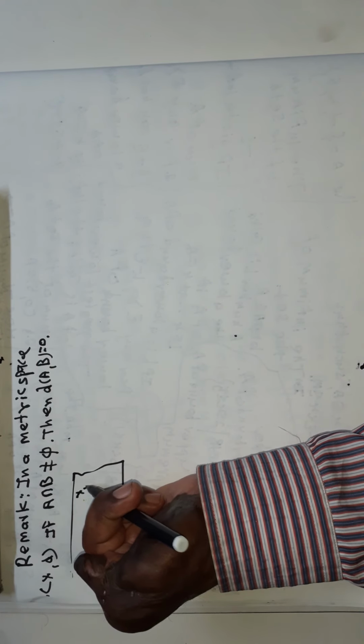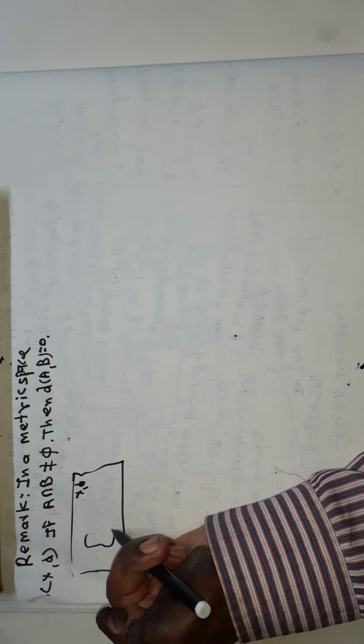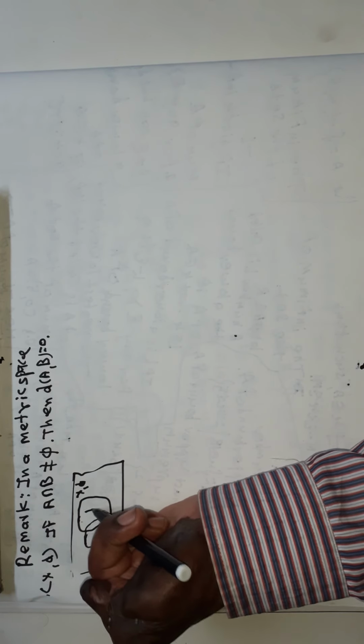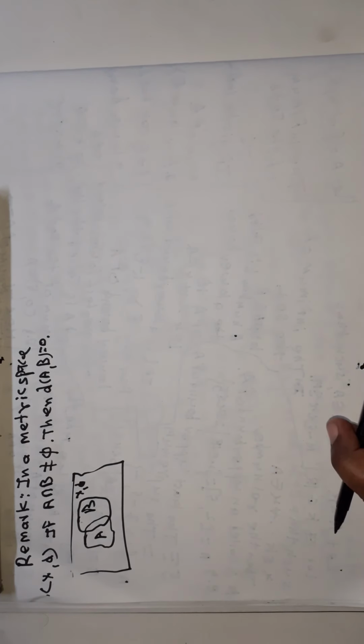Here (X, d) is a metric space, with sets A and B, and the distance between A and B is equal to 0. Because the distance between the sets A and B is equal to the infimum of the set of distances between x and y, where x belongs to A and y belongs to B.